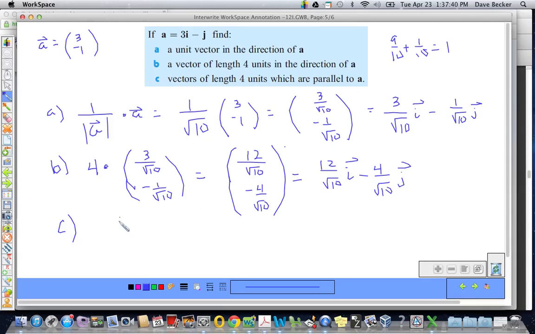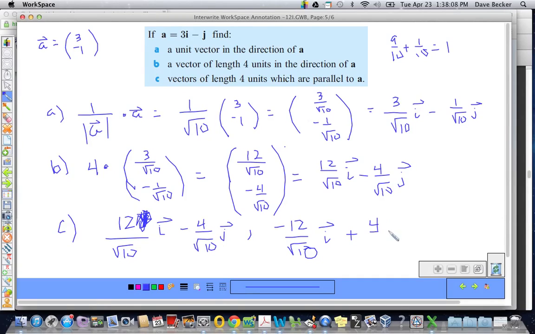Well, we already have one of them, 12 over root 10 i minus 4 over root 10 j. We just did that one. The other one is parallel going in the opposite direction: negative 12 over root 10 i plus 4 over root 10 times vector j. Okay, all I did is negate the first one. That means it's going in the opposite direction.